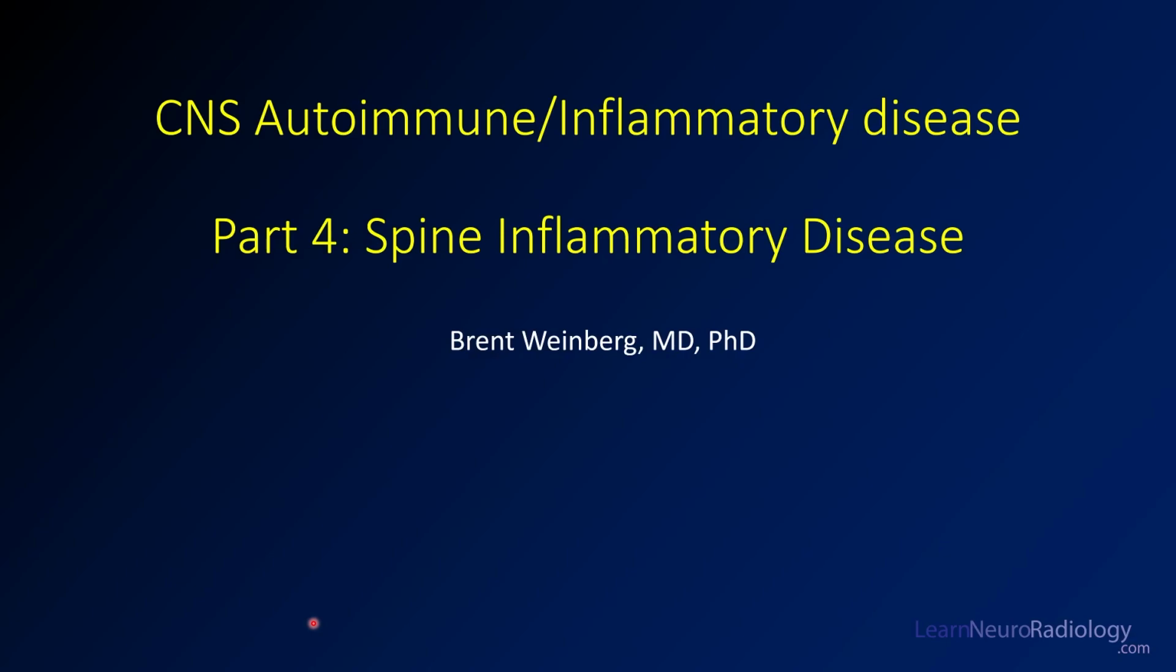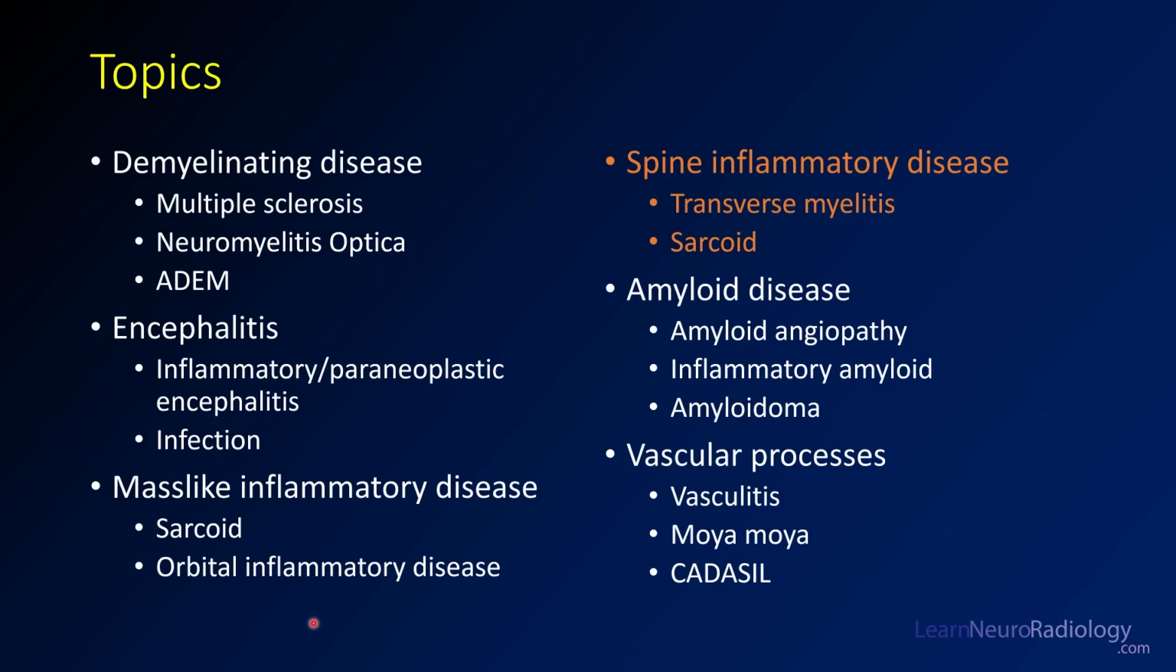I'm Brent Weinberg. In today's video, we're going to keep going on our CNS autoimmune and inflammatory lecture. Today, we're going to talk about two of the more common inflammatory diseases that you may see in the spine. So in the past couple of lectures, we've talked about demyelinating disease and encephalitis. We've talked about some mass-like inflammatory diseases like sarcoid and orbital inflammatory disease. For this lecture, we're going to focus on spine inflammatory diseases, namely transverse myelitis and sarcoid.